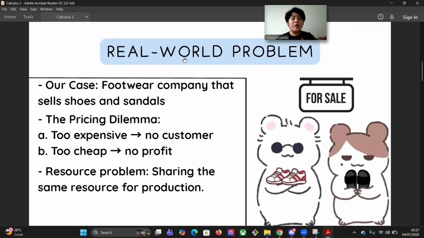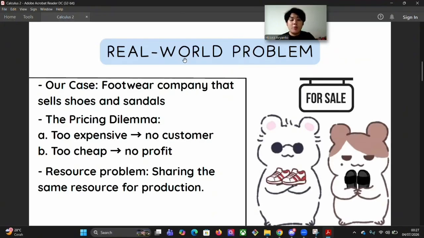Okay, let's start by looking at a real-world business scenario. Imagine a footwear company that produces two main products, let's say shoes and sandals. Now, if we act as the management team, of course we want to get the maximum profit from the two products. But how? If we set the price as high as we want to get maximum profit for one transaction, our customer will stop buying our product because it's too expensive. And of course, we cannot make the product price too cheap because our goal is maximum profit.